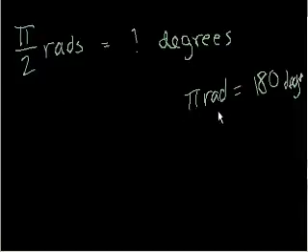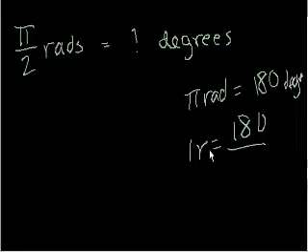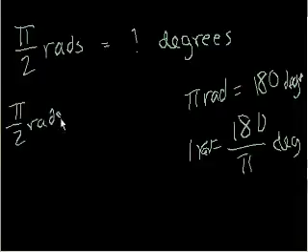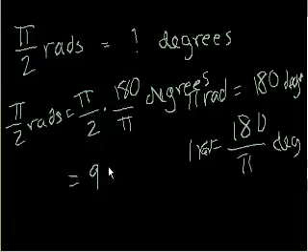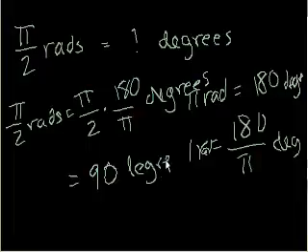But we know that pi radians is equal to 180 degrees, right? So 1 radian is equal to 180 over pi degrees, right? I just figure out the formula again because I always forget it. So let's go back here. So pi over 2 radians is equal to pi over 2 times 180 over pi degrees, and that equals 90 degrees. I'll do one more example.